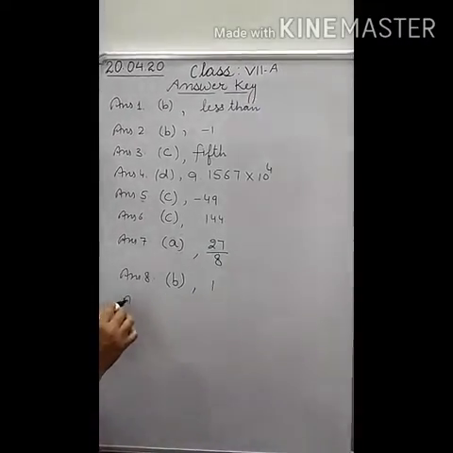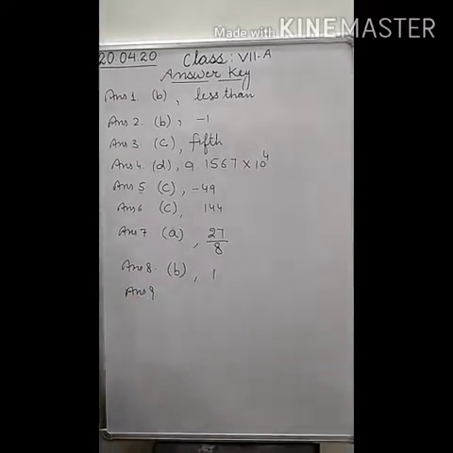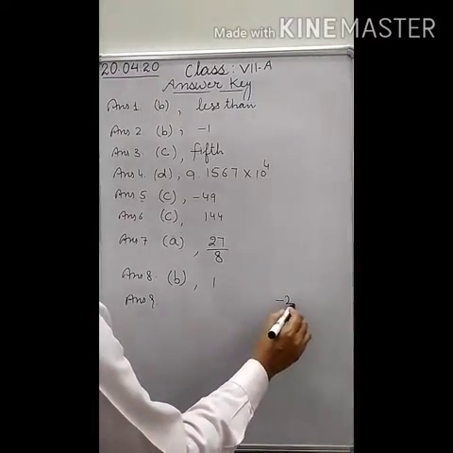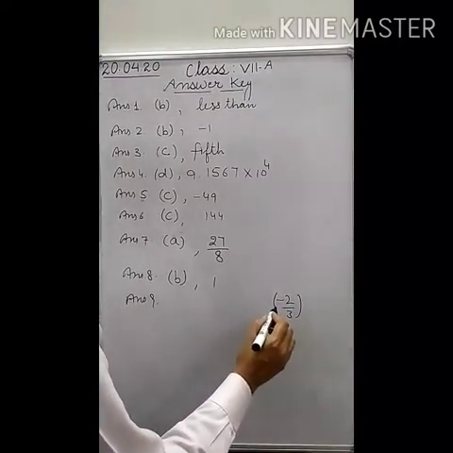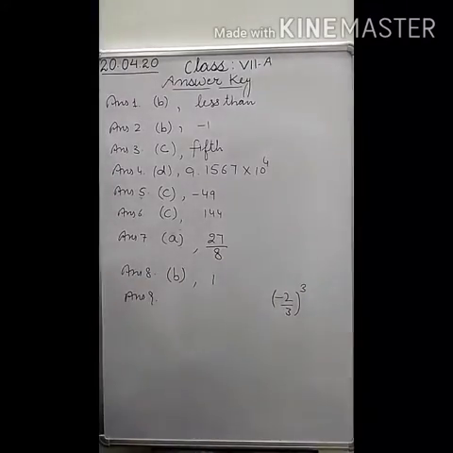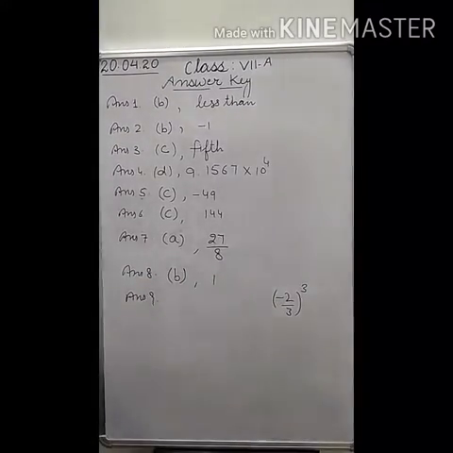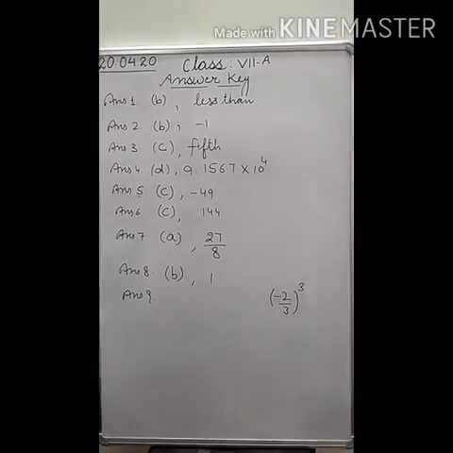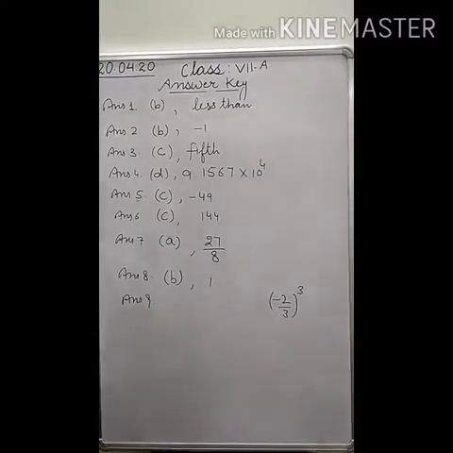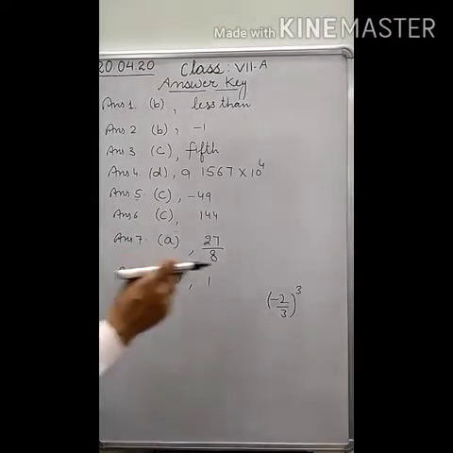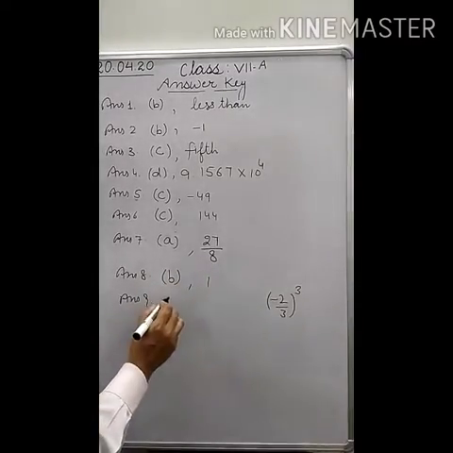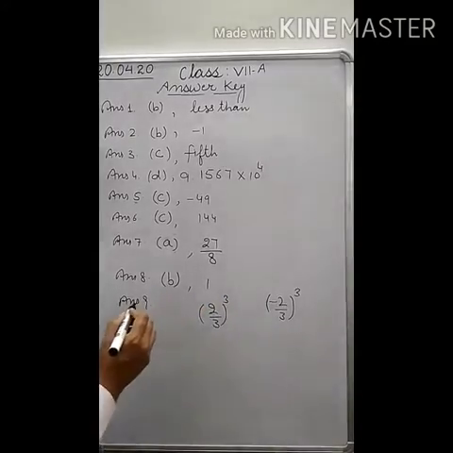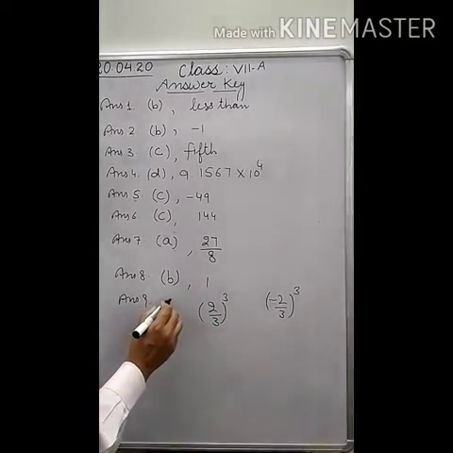Now come to the next question, question number 9. Here you have been given the negative of minus 2 by 3 whole raised to the power 3. You have to find its negative. Friend, when you solve it, you always get a negative number, and when you find the negative of a negative number, that will always be positive. So the negative of this number will be 2 by 3 whole cube. And what will be the right option? It will be B.